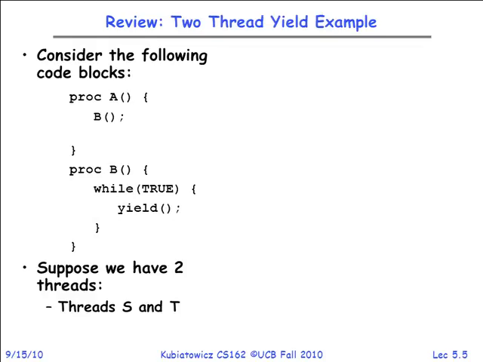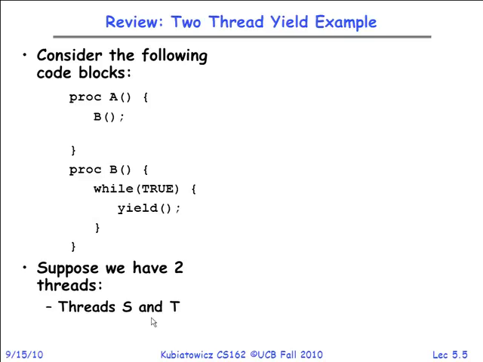Now, again, we haven't started threads yet, so threads exist right now. This is steady state. They've been running for a while. We've got two threads, S and T, and they're both running the same block of code. Both of them start at A, calling B, and B goes into a loop, yielding over and over again. A and B are procedures in an individual thread, and S and T are each threads, and both S and T will be running A and B. Everybody got that?